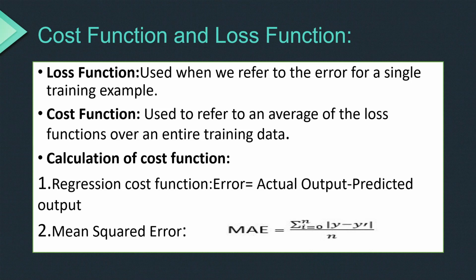Now, what is the cost function and what is the loss function? Loss function means the error for a single training example. That means if you take an error for a single term or single objective, then it is referred to as a loss function. Whenever we consider an error for the overall training data, then it is called a cost function. The formula for the cost function is error equal to actual output minus predicted output.